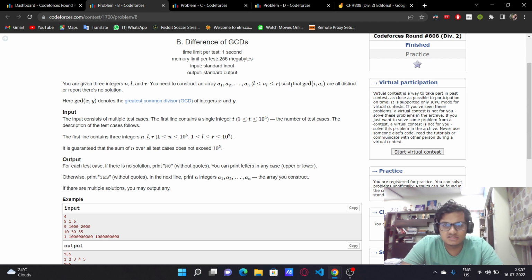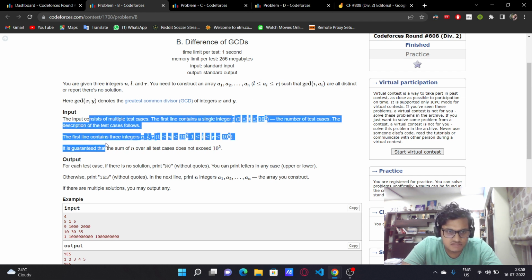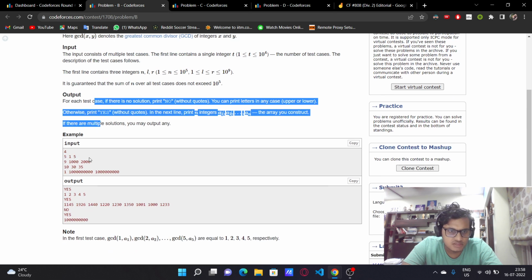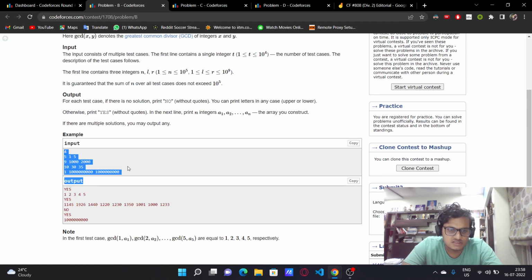And what they've told us is that the GCD of i and a_i is distinct. So we need to, and all a_i should be between L and R, and we need to tell if this is possible or there's no solution. And here GCD is the greatest common divisor, and they have given the input format and the output format, and these are the test cases.